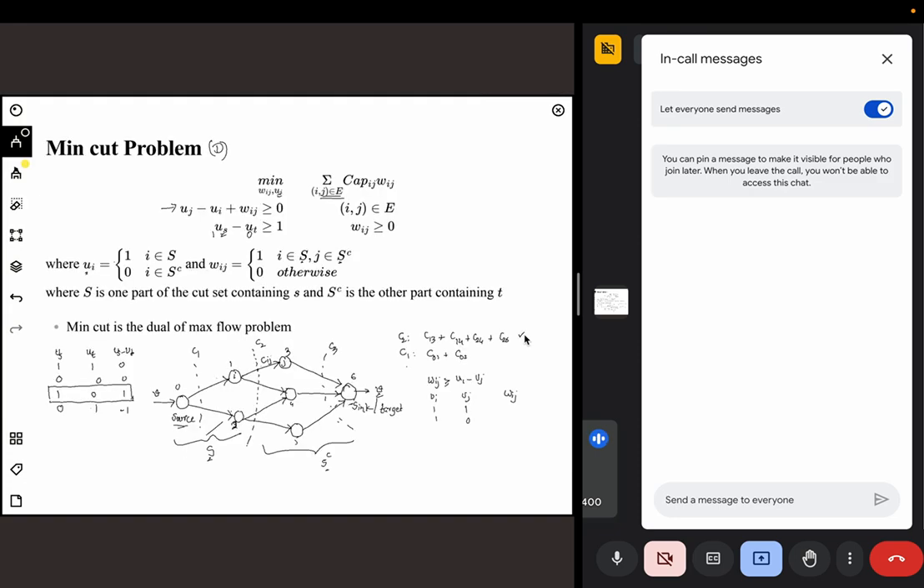If both belong to 1, wij should be 0. If, for example, one belongs to set 1 and the other belongs to set 0, then this will be 1. And if both belong to 0, then it will be 0. Let's say the first node belongs to this particular set, S complement, and uj belongs to S. Then what will be the value of wij?